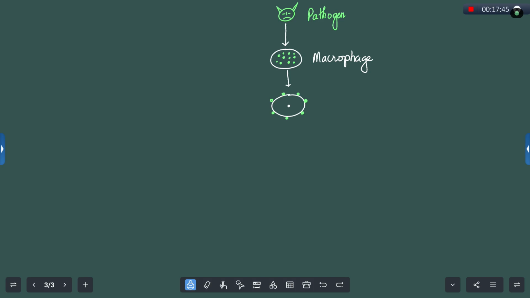The macrophage is exposing the antigen to the rest of the body cells. Body cells are exposed to it. Presenting. You know the word present.